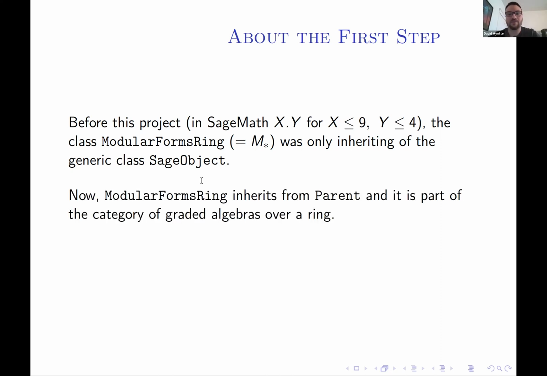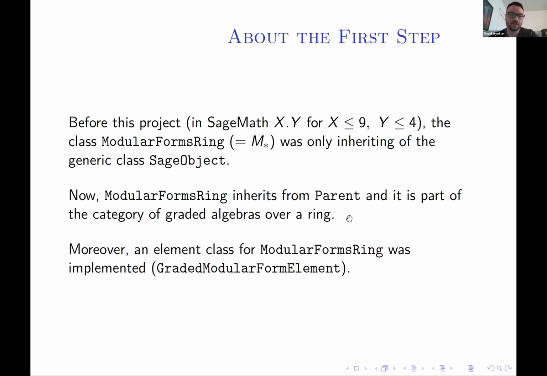So now we implemented the parent element framework for this class, and we also implemented the category framework for it. It is now a graded algebra over a ring. Moreover, we implemented an element class for a modular form ring, which is named graded modular form element. So basically, we can now take two graded modular forms and add them, and we can even multiply them by a scalar.